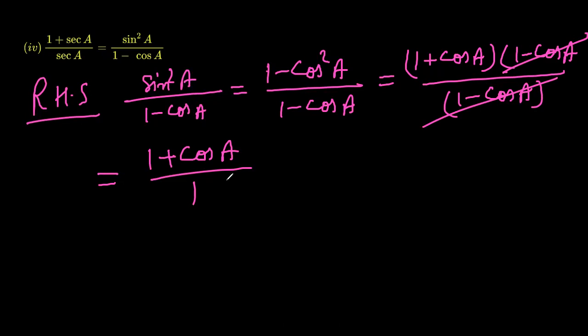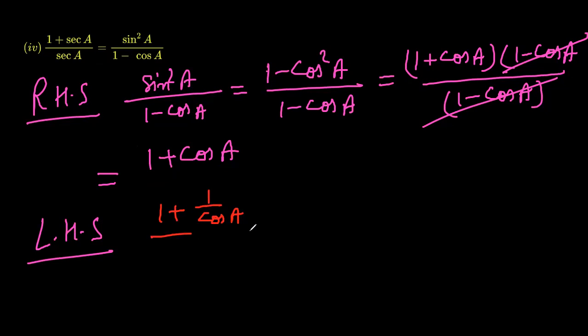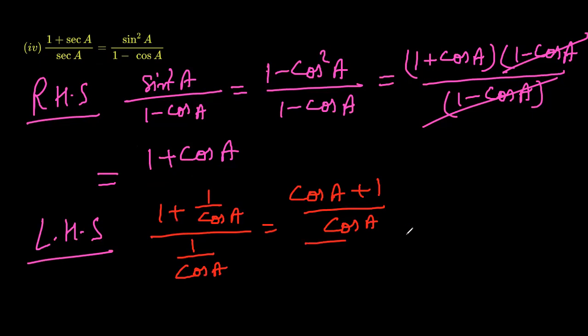If you think about why we are dividing both numerator and denominator, one way of doing it is that you simplify your right hand side to 1 plus cos a, and then you simplify your left hand side also. Left hand side is 1 plus sec a, meaning 1 by cos a, and then again sec a is 1 by cos a. This will be written as, taking LCM, cos a plus 1 divided by cos a, and this whole divided by 1 by cos a.